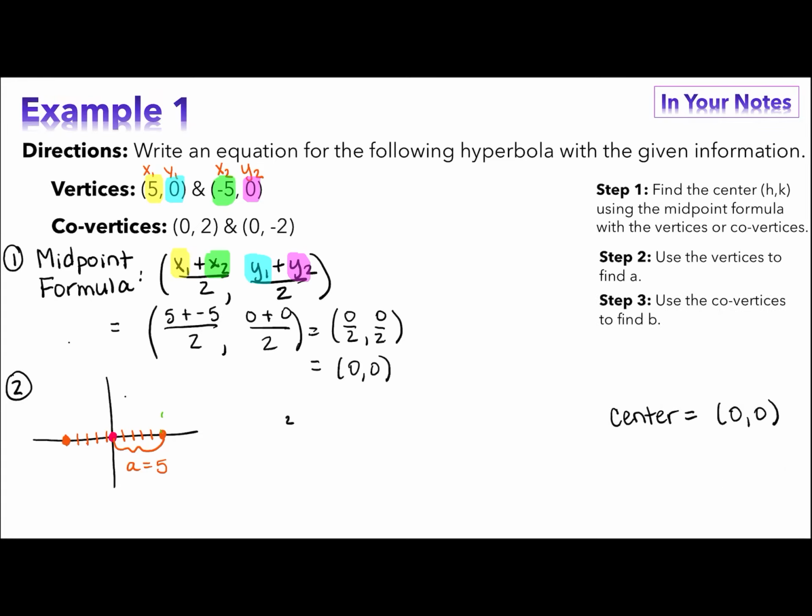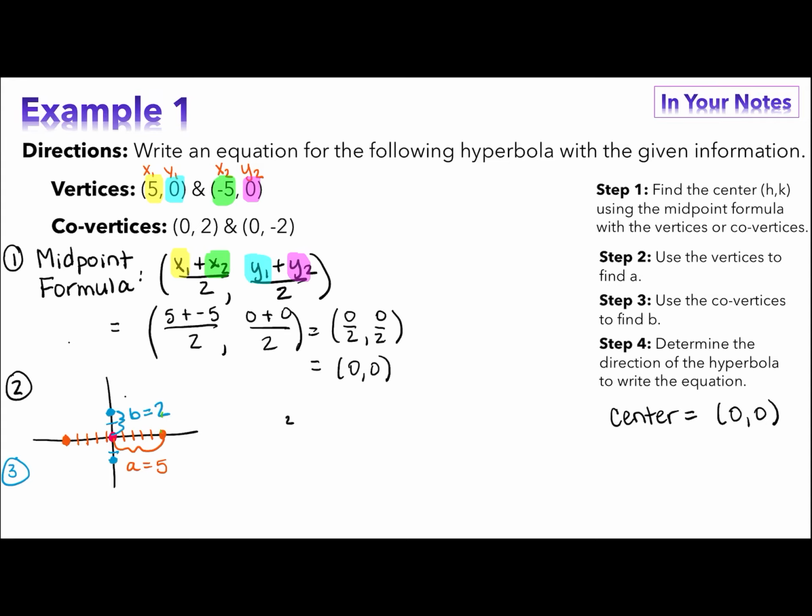We use that same process to do step 3, which is use the co-vertices to find B. So what I did is I plotted the co-vertices, which is (0, 2) and (0, -2). That's telling me to go up 2 and down 2. The distance from the center to the co-vertex is 2. So therefore B is 2.